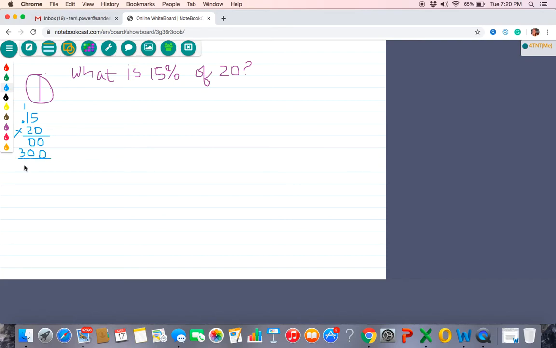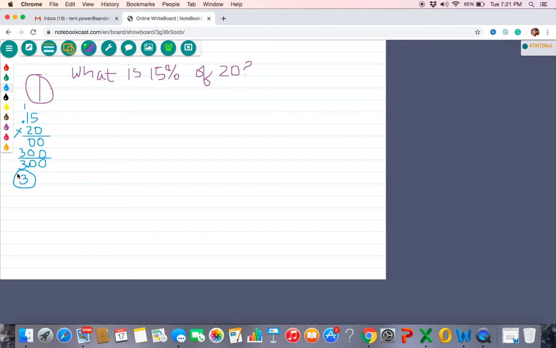Look at that. This answer is going to be 300, but I'm not done because I'm working with a decimal. I have to put the decimal back into my answer. So I count how many places the decimal takes up. Well, 1, 2. And then I come down here to my answer, 1 and 2. So my decimal is going to live right there. And so really my answer is a whole number 3. Do you see that?